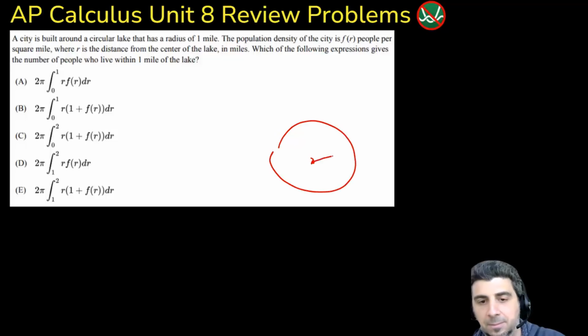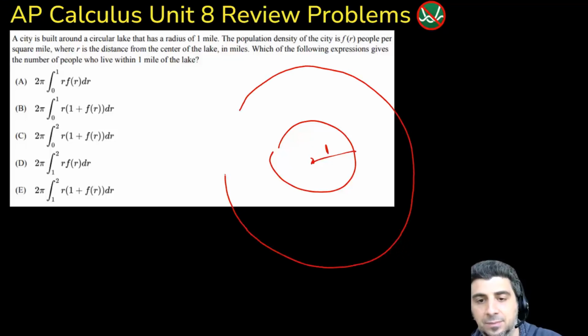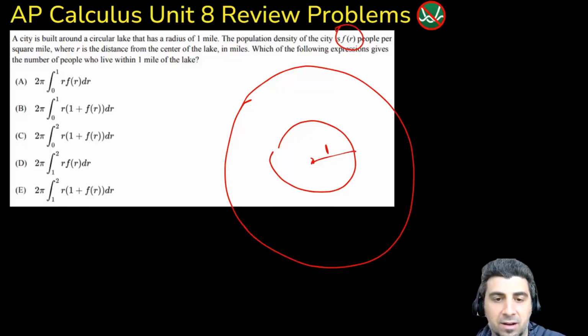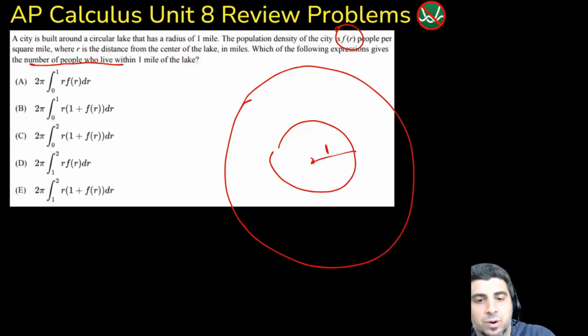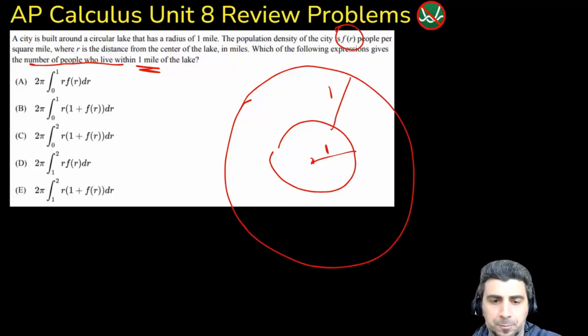So this is the lake, and it has a radius of 1 mile. Now, the city's built around that lake, and the population density of the city is f(r) people per mile. We also want to know the number of people that live within 1 mile of the lake. This is 1 mile as well.